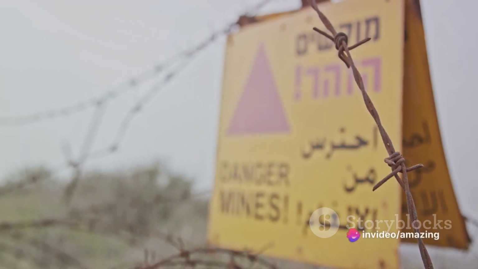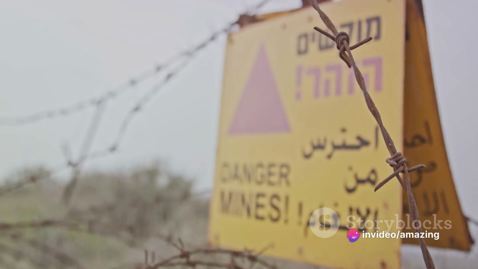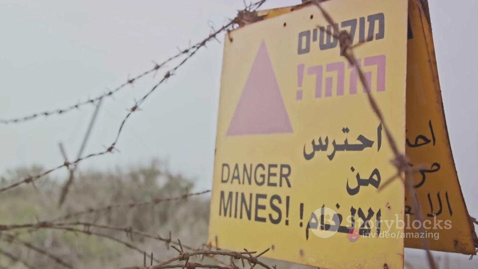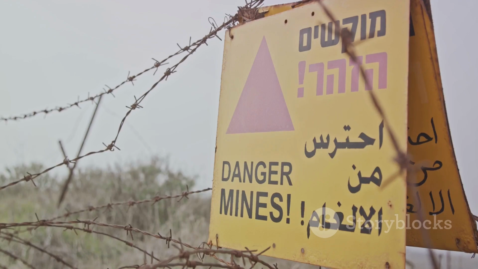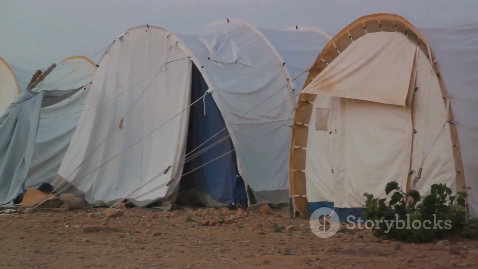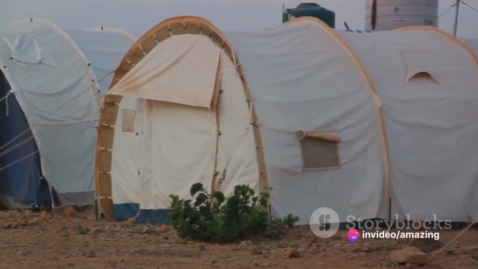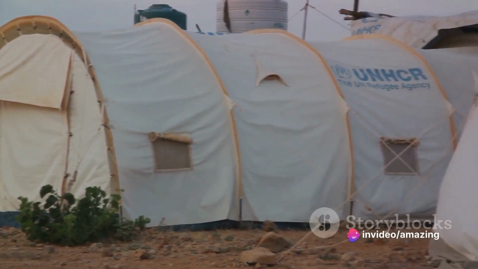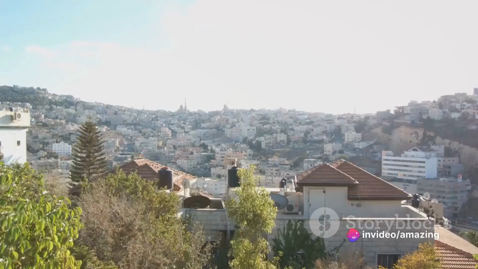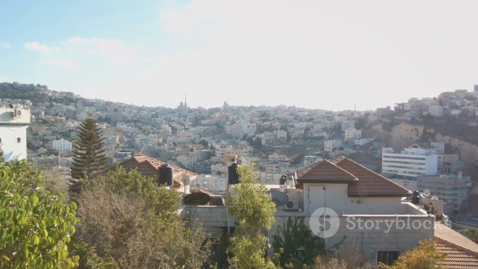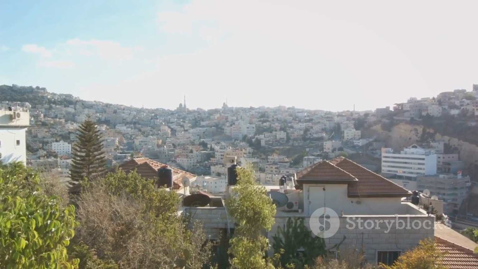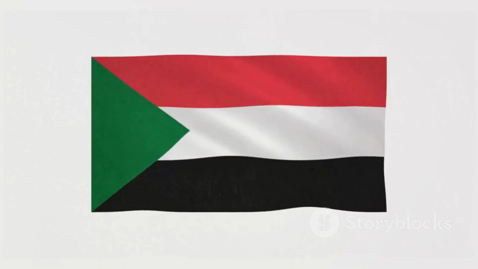The Green Line became a de facto border, a fragile and contested demarcation that was often violated, leading to ongoing clashes and skirmishes. The war also resulted in a significant demographic transformation. The displacement of Palestinian Arabs, an event known as the Nakba, or catastrophe, marked a dark chapter in the narrative of this conflict. Hundreds of thousands of Palestinians fled or were expelled from their homes during the war.